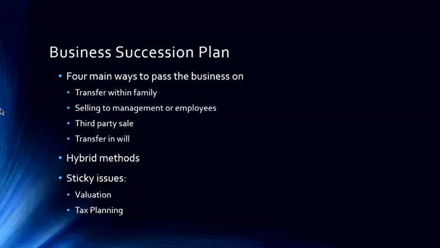Business succession plan, there are 4 main ways in which you pass on a business. So business succession plan is your retirement. You're phasing yourself out for a beautiful walk into the sunset. So 4 main ways: transferring within the family, selling the business to management or to employees, selling the business to a complete outsider, and transferring in a will. And of course, you can do any sort of hybrid Frankenstein's monster of these methods, and these are by no means the only way to do it. They're just the most common and quite often the most practical.